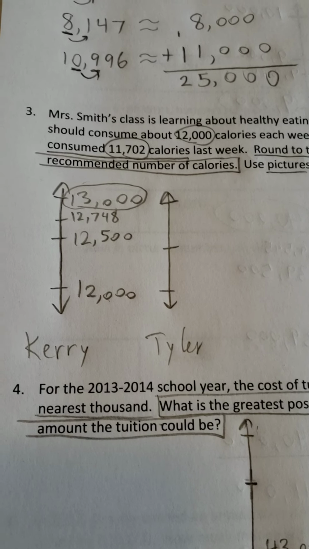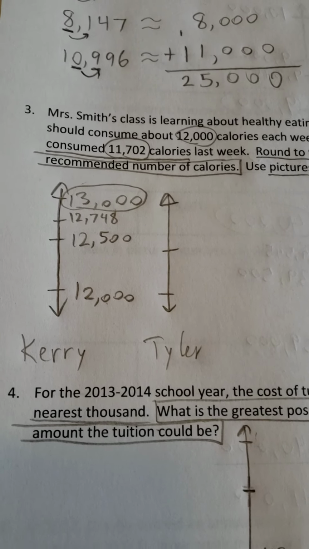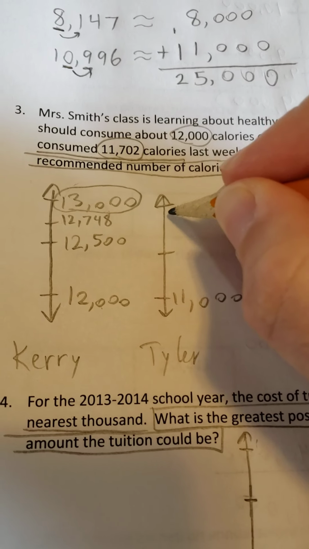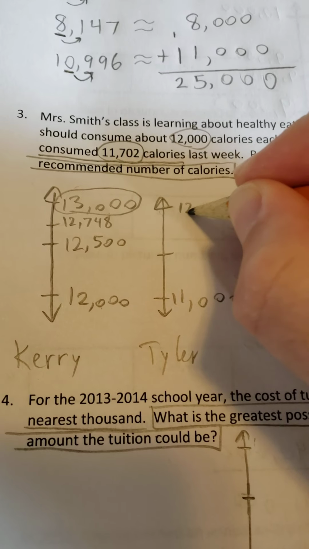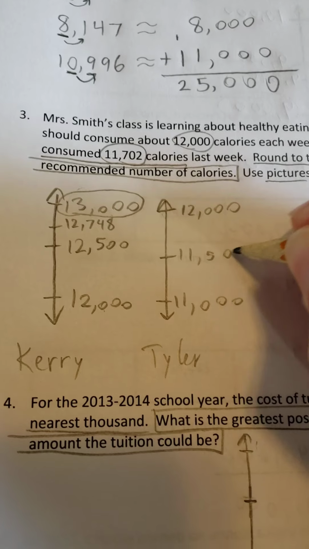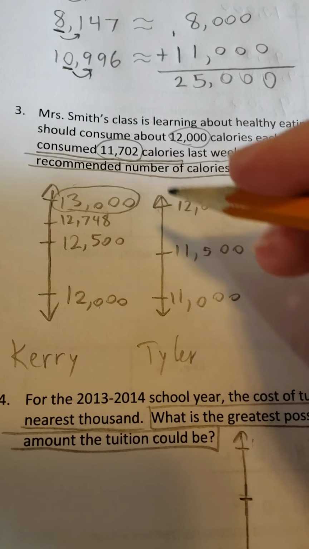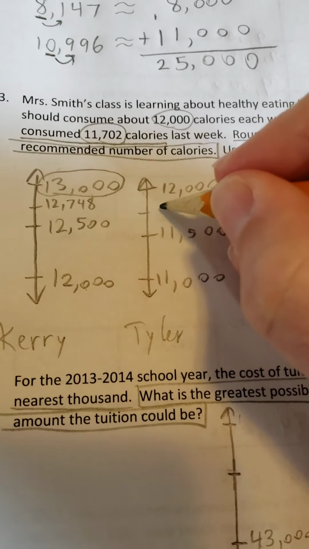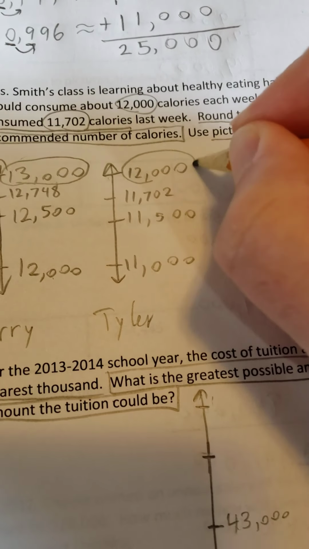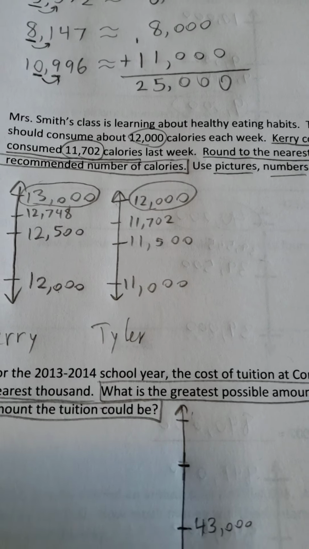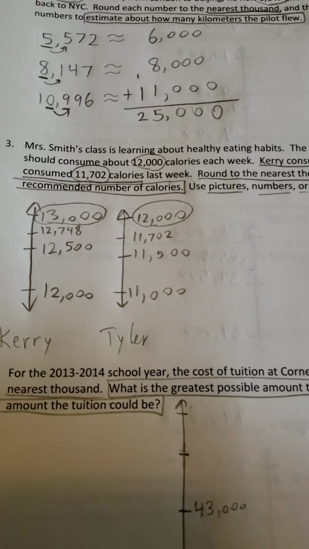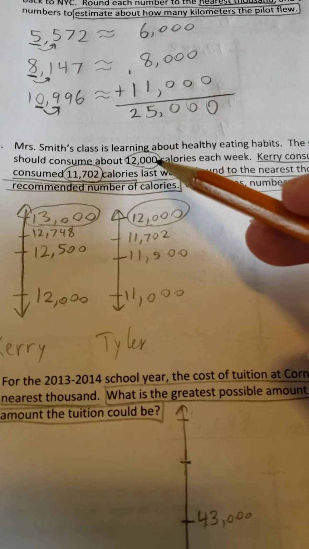Tyler consumed 11,702. So bottom is going to be 11,000. Top 12,000. Halfway between that is 11,500. 11,702 is more than this midpoint, so it's going to be up here. That would round it up to 12,000. So who consumed closer to the recommended number of calories? That would be Tyler, because he was closer to 12,000, which was the recommended number of calories.